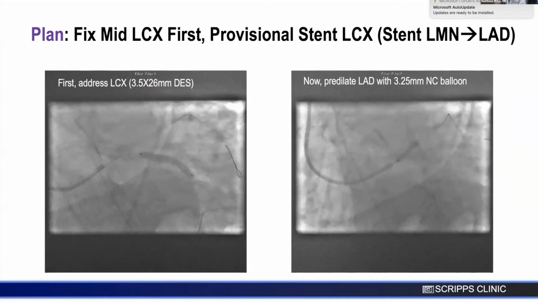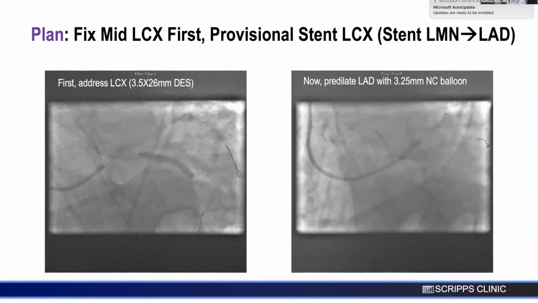All right, so I first addressed the circ using IVUS sizing. That was a 3.5 vessel. I put in a 3.5 by 26 drug-eluting stent. And I'd already pre-dilated it a little bit to get my IVUS down. So now I pre-dilate the ostium of the LAD. My plan again is left main to LAD. So I'm addressing the circ first because I'm going to be closing the door, so to speak, on the circumflex. So I want to address distal first.